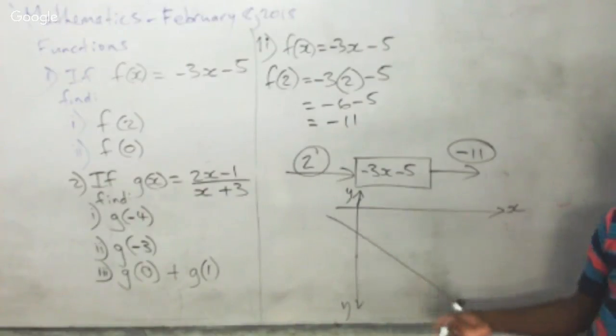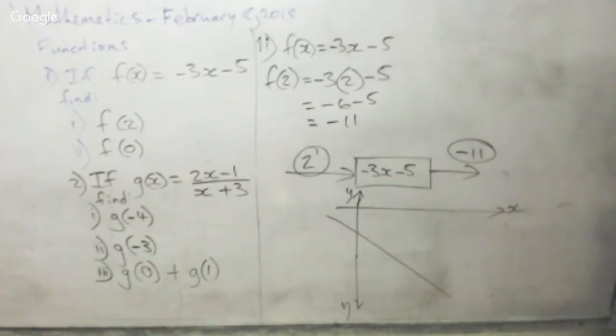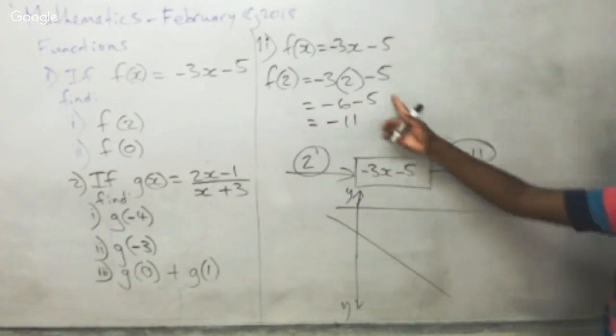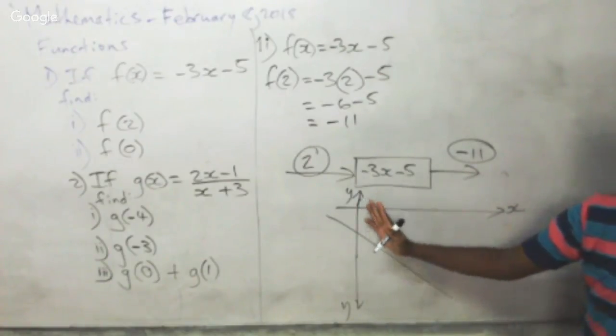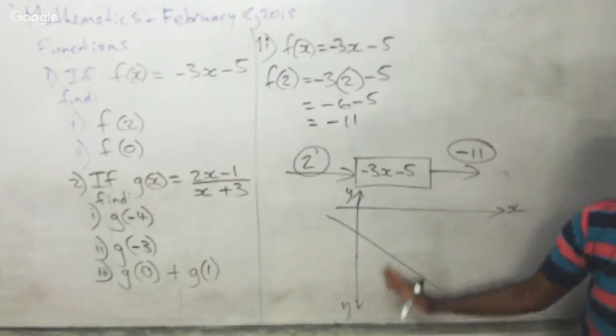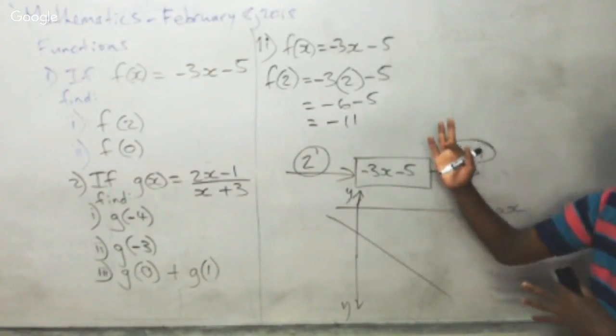Do you remember how to represent a line? Y equals what? What's the form? Y equals mx plus c. So c will be negative 5. That's why I'm showing you most of the negative part of the y-axis instead of most of the positive part. You see?